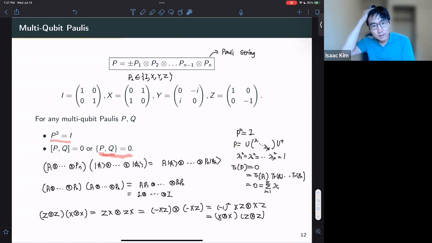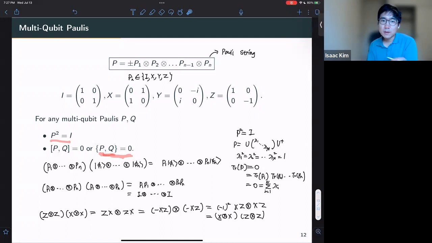Okay, so that's the definition of the Pauli matrices. This is a good time to stop and answer some questions if there are any. If not, I will move on to the next topic.